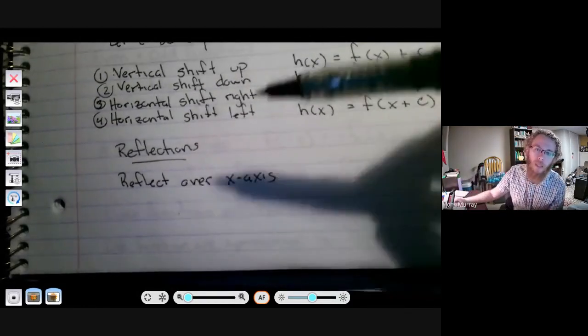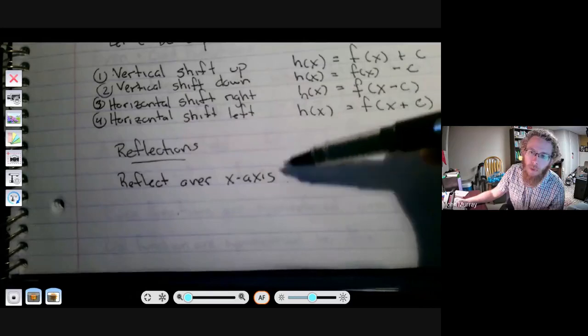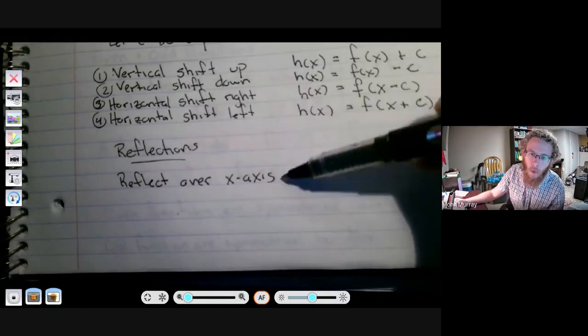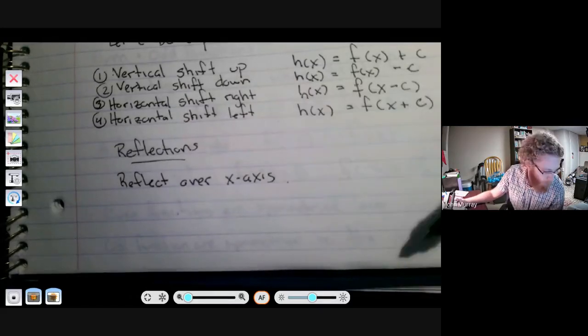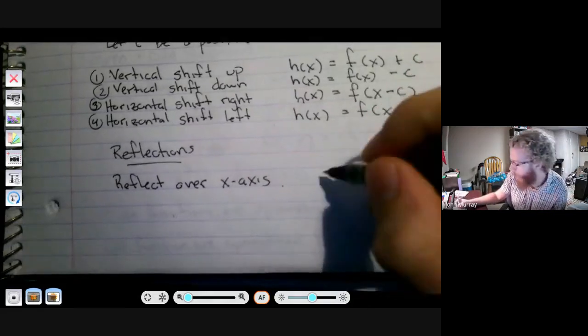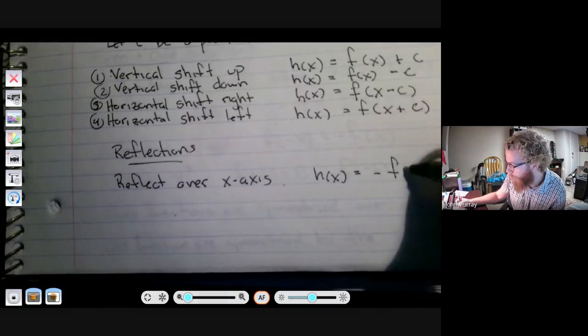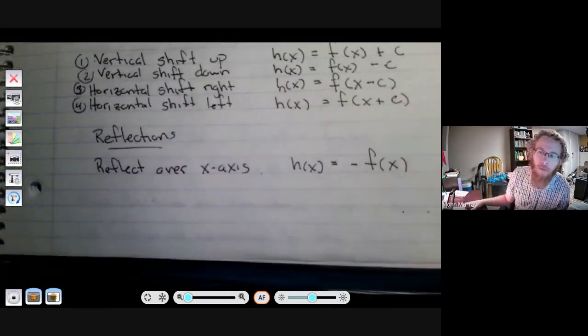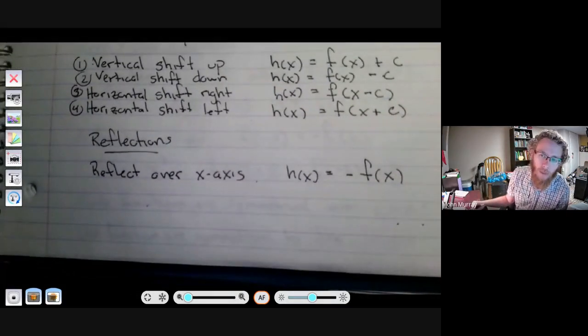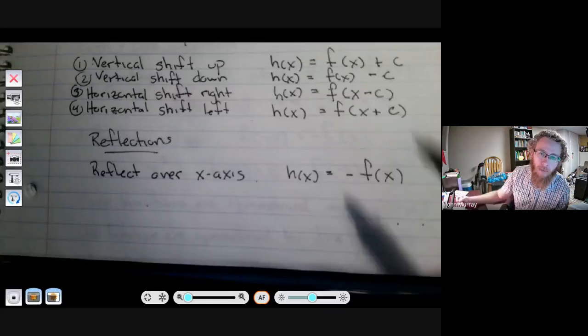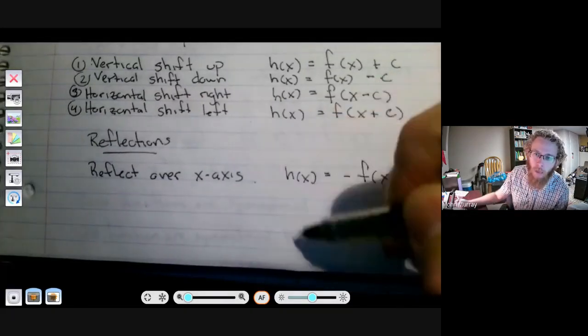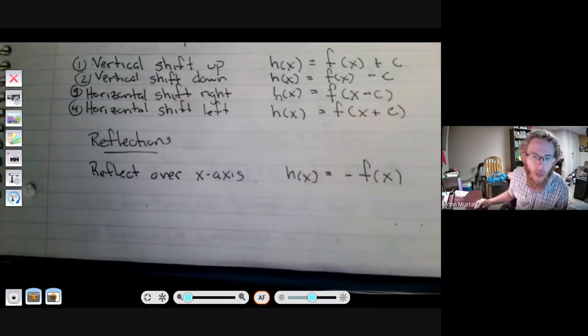Okay, also known as a vertical reflection, right? Because we're going over the x-axis. To do that, our function, I would just throw a negative in the front of the function. Okay, and we actually said that the other day. If you have x squared, a normal parabola, well, negative x squared would be an upside down parabola.